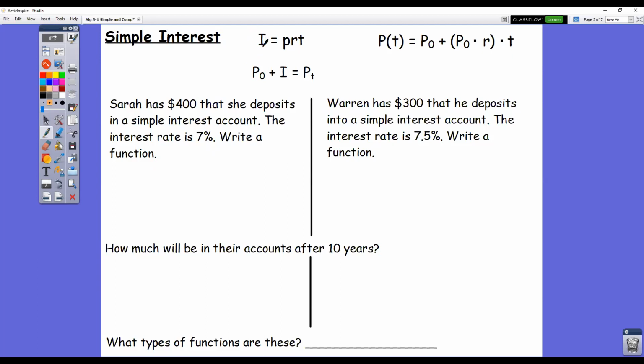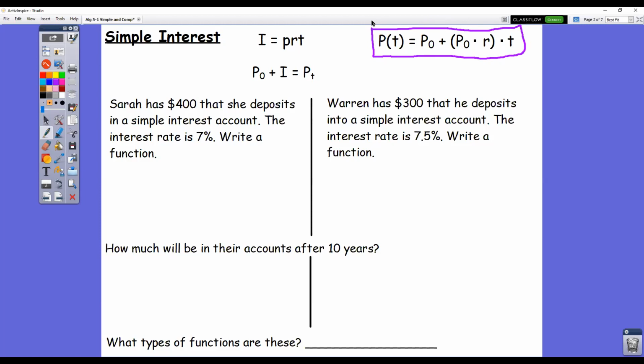So the formula for simple interest is I equals PRT. Interest equals principal times rate times time. The original amount that you put in plus your interest gives you your principal at a certain time period. So this is really the formula that we're going to be focusing in on for simple interest, all right? It is your total balance.